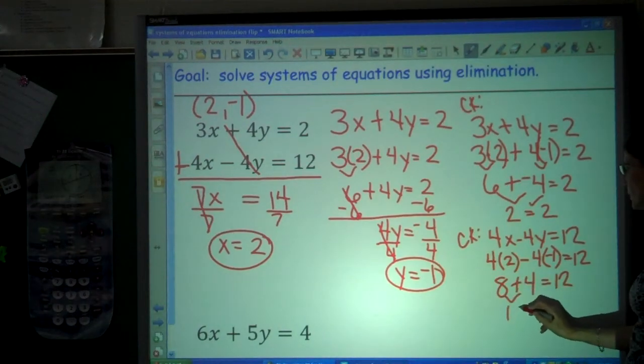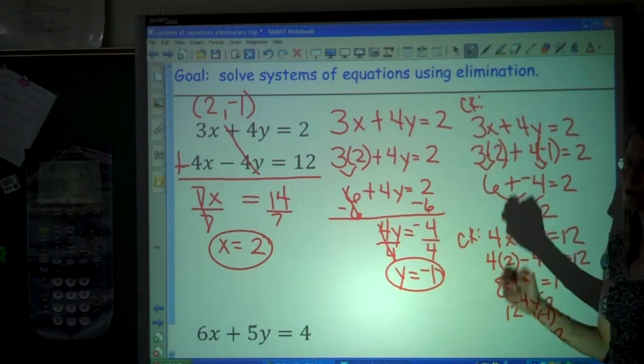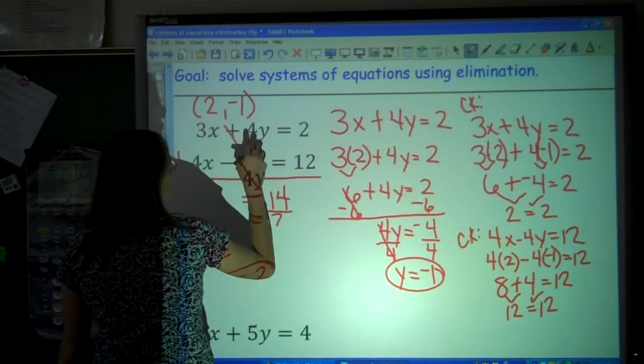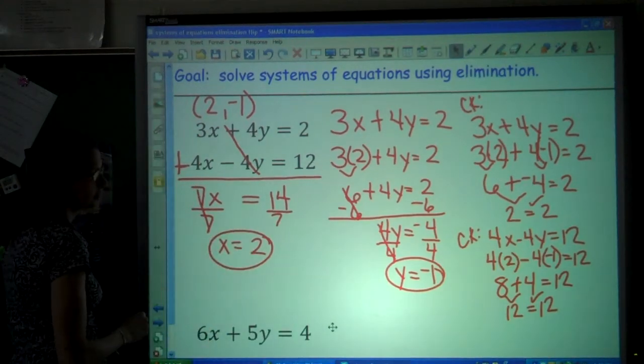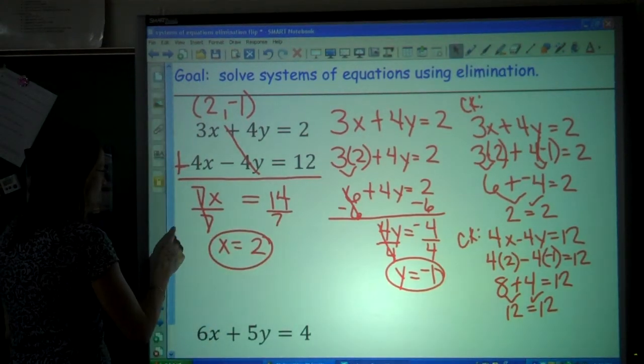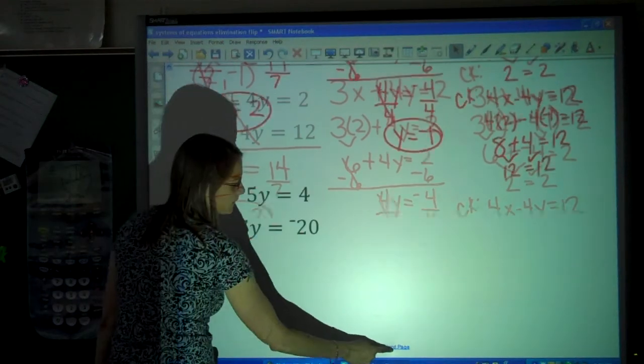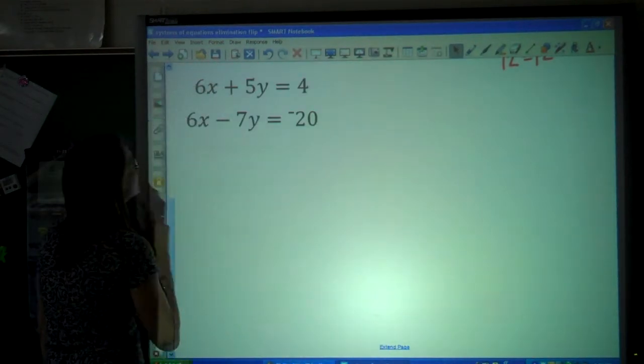8 plus 4 is 12. So since 12 equals 12, this solution is right for this system of two equations. So now I'm going to look at another example, because sometimes it's not as nice as that one is.